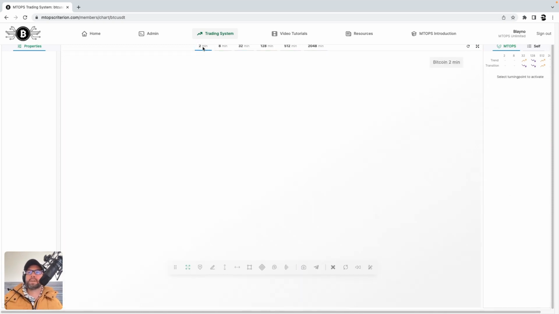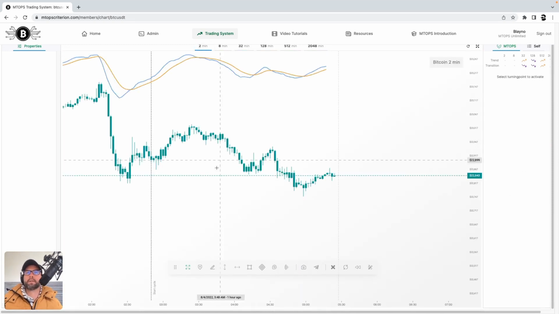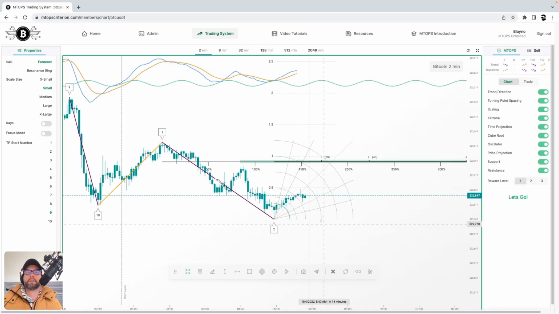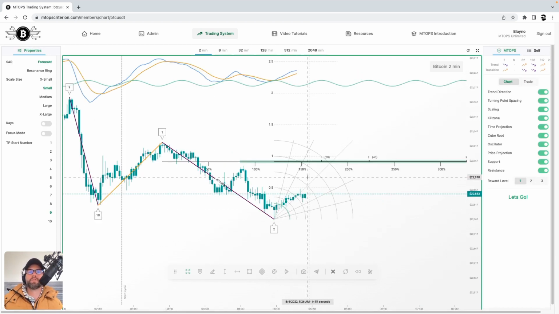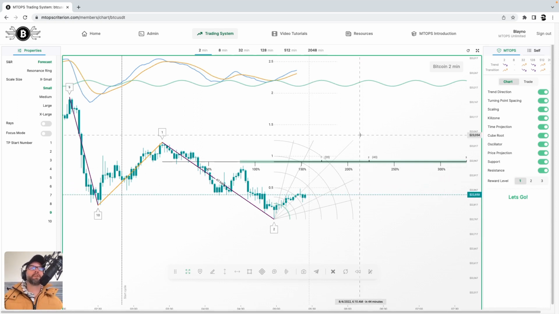Finishing off with our day trading chart. That's business as usual over here. I'm just waiting for this high to be in, the turning point 3 to be complete, and then I'll short Bitcoin down.